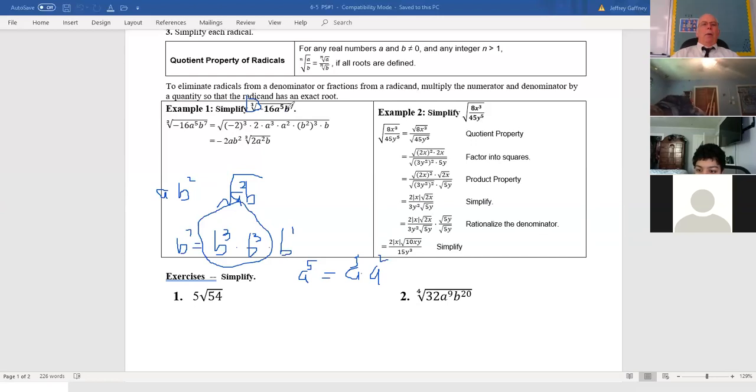All right, so we took care of the b, we took care of the a, and now we've got a negative 16. Can I do that with a negative 16? Well, yes, I can because I've got an odd root. So the negative is going to come out just as written. Now let's take a look at the 16, okay? Remember, as many perfect cubes out of here as you can. So 16 is the same as 2 times 8, right?